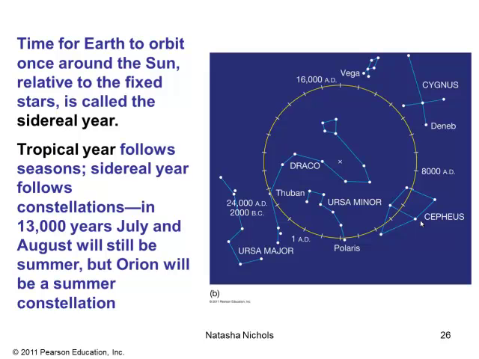Now, this tropical year is the year that our calendars measure. If our timekeeping were tied to the sidereal year, the seasons would slowly march around the calendar as Earth precessed. 13,000 years from now, summer in the northern hemisphere would be at its height in late February. By using the tropical year, we ensure that July and August will always be northern summer months. However, in 13,000 years' time, Orion will be a summer constellation.